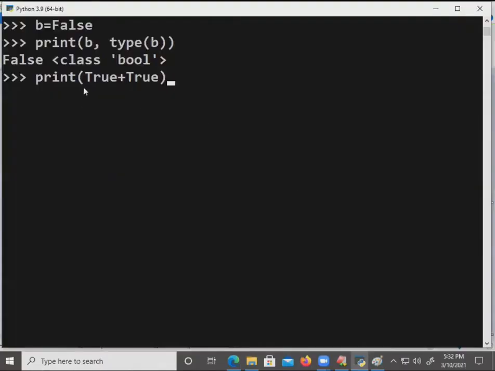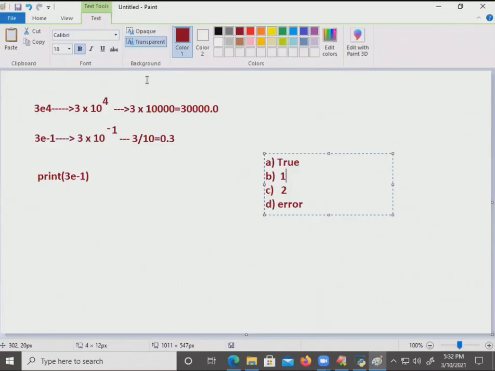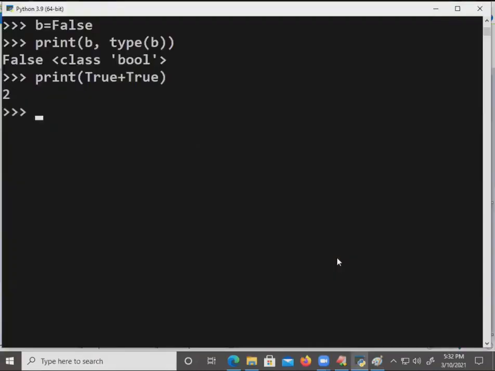Coming to the point, what is the internal value of true? 1. Another value of true? 1 plus 1 is 2. Generally people will think according to our programming knowledge, 2 plus 2 is 2, they will think. These are the options you will come across. Nobody will take this value 2, but this is the correct answer actually. Nobody will take this answer because they will not think about it. Now press the enter key, you will get 2.